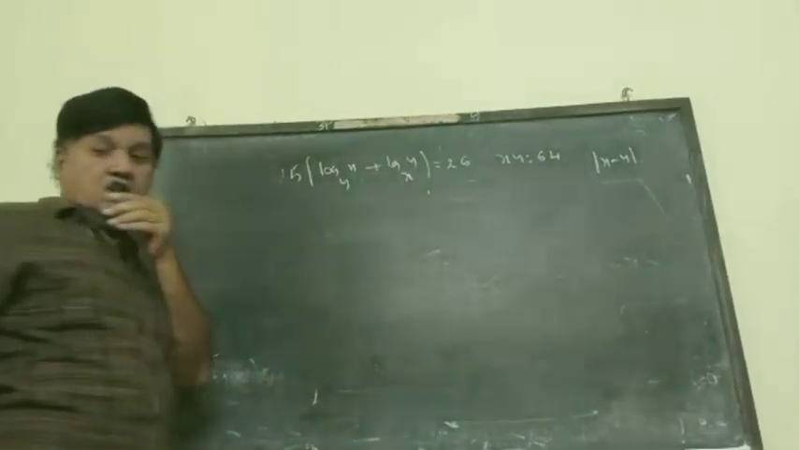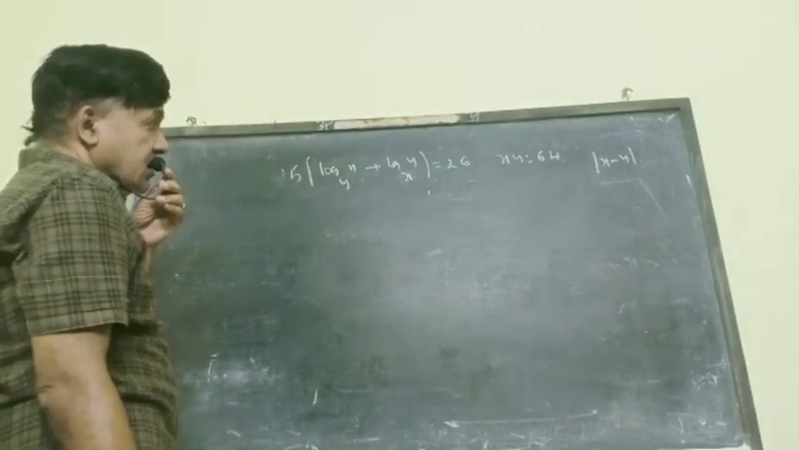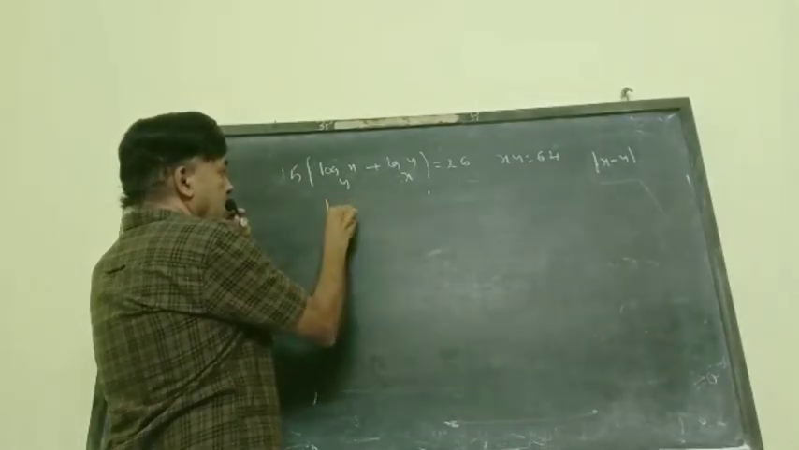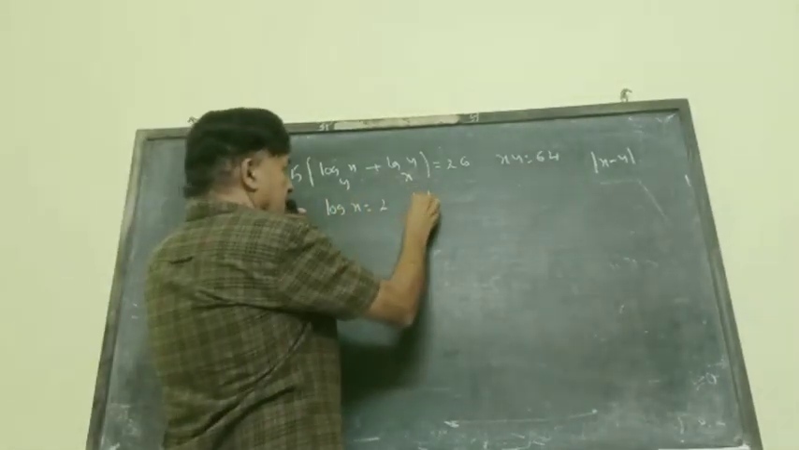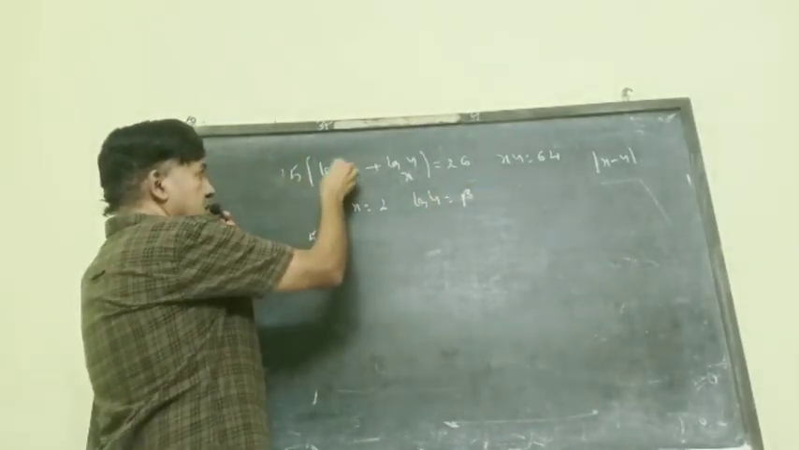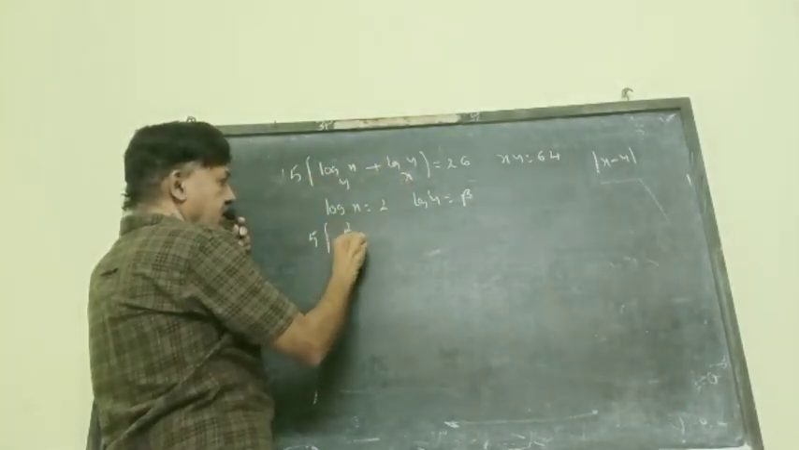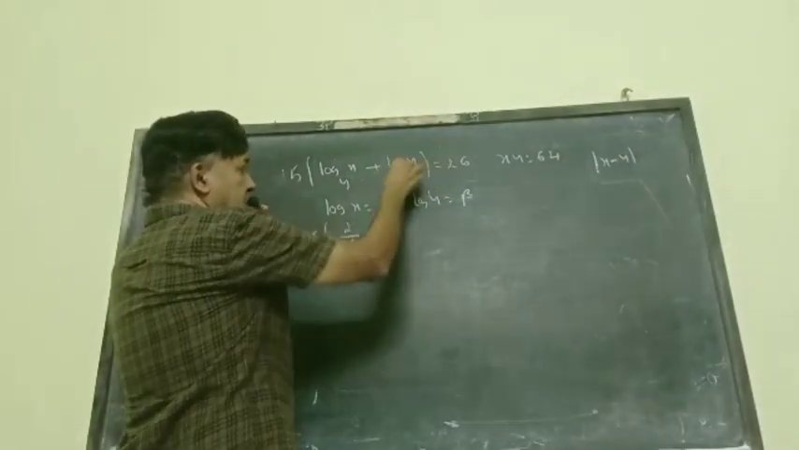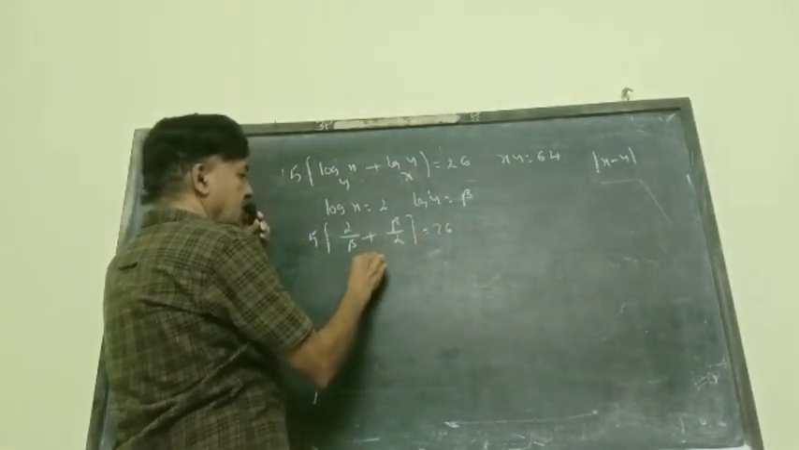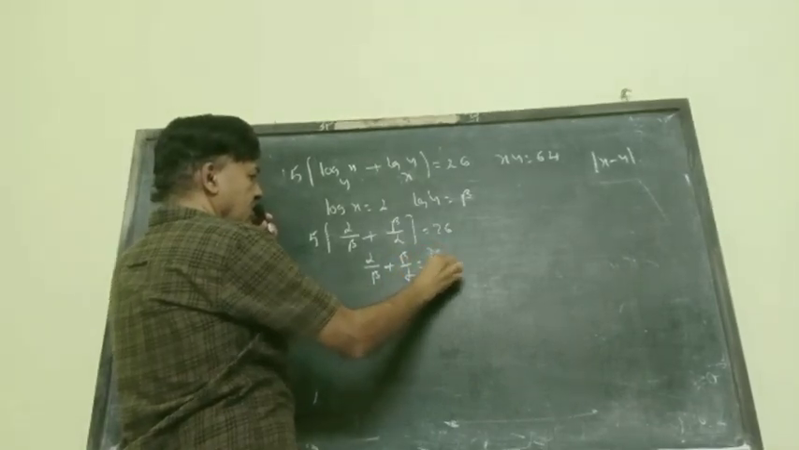See, 5 into log x to base y plus log y to base x is 26, xy is 64. What is mod x minus y? Okay. You can call log x as alpha, log y as beta. This is 5 into... See, log x to base y is what? Log x by log y. So alpha by beta. This is log y by log x, beta by alpha, is 26. So alpha by beta plus beta by alpha is equal to 26 by 5.